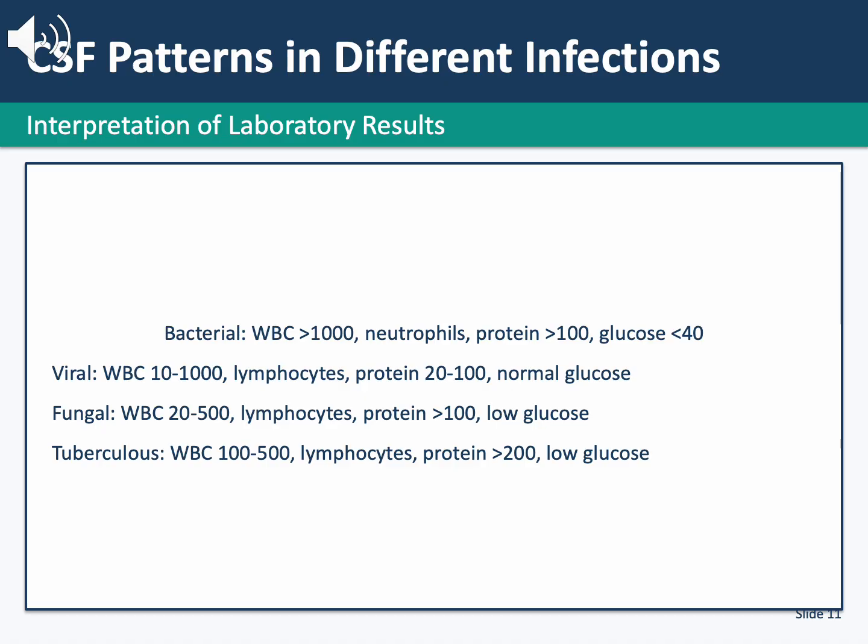Fungal meningitis typically presents with CSF white blood cell count between 20 and 500 cells per microliter, with predominance of lymphocytes, protein greater than 100 mg/dl, and low glucose. Tuberculous meningitis presents with CSF white blood cell count between 100 and 500 cells per microliter, with predominance of lymphocytes, very high protein greater than 200 mg/dl, and low glucose.